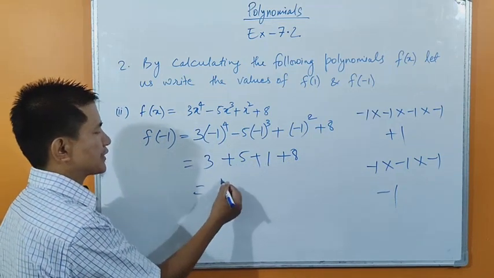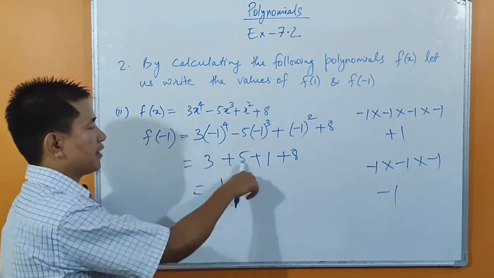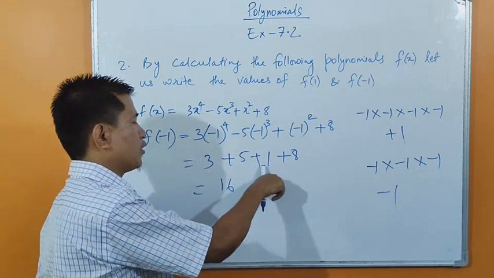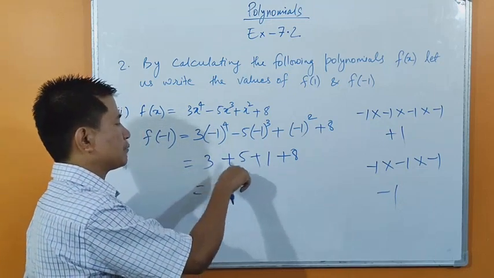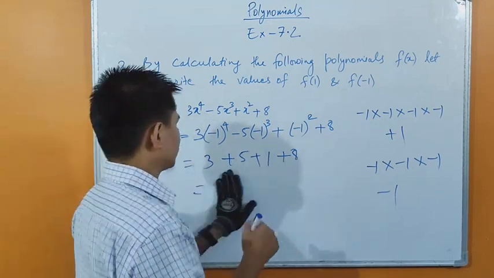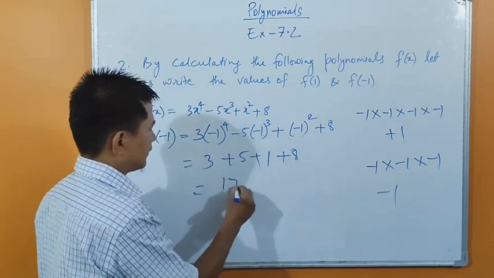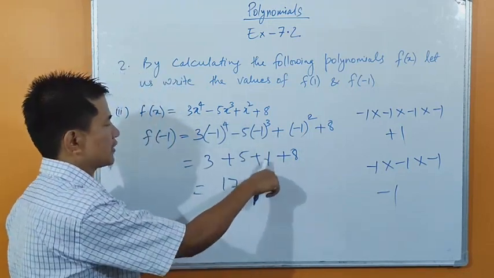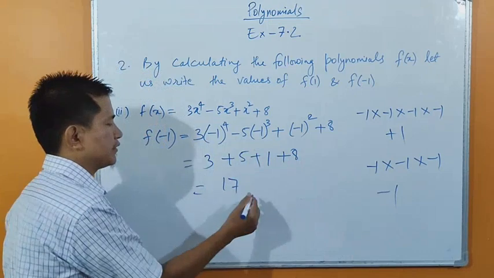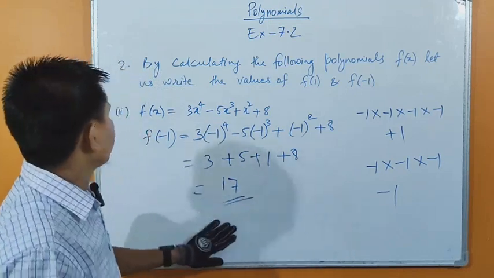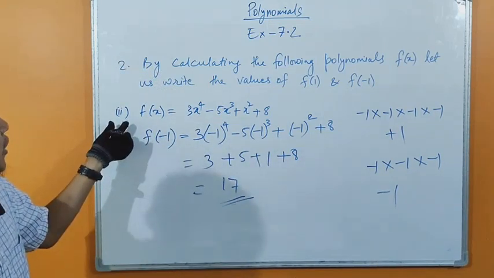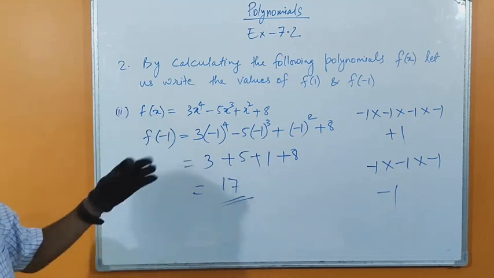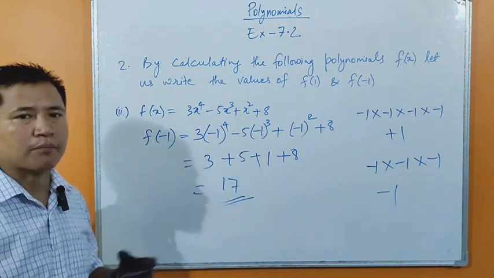14 plus 3 is 17. Sorry, this is 17. 6 plus 8, 14 plus 3, 17. Okay. We have completed sub number 2 of question number 2. Now let us go to sub number 3.